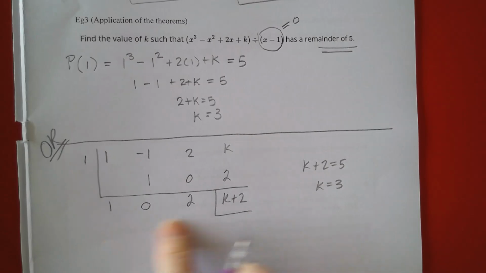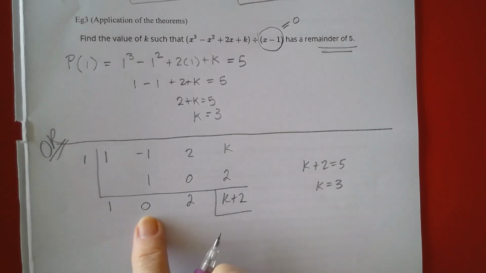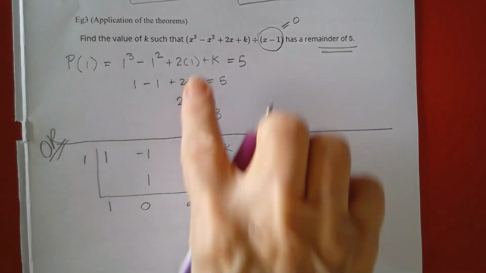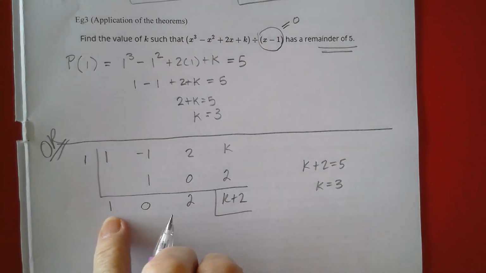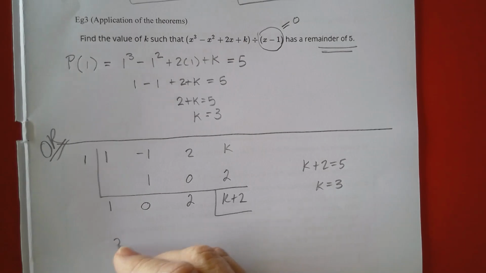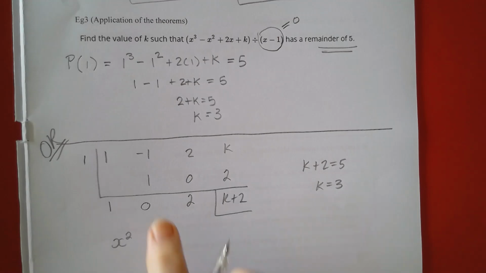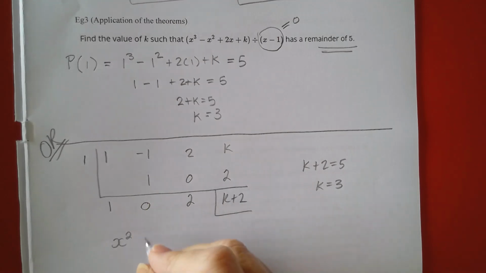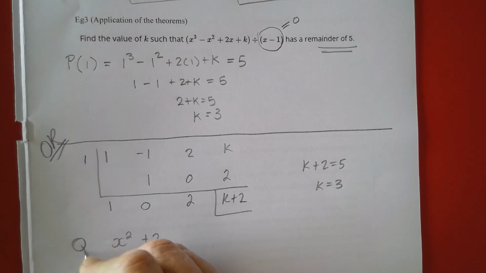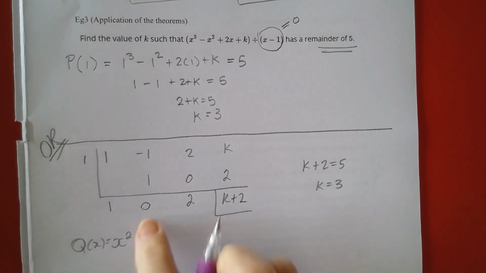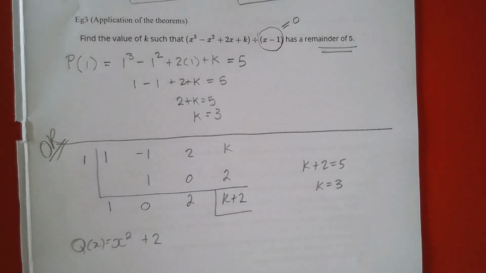What's the quotient here, just for the heck of it? What's with that 0? What do you do? Well, it started with an x cubed, so what's that coefficient for? So that's 1x squared plus 0x, that's not there, plus 2. That's the quotient. I know the problem doesn't ask for the quotient, but since that 0 came up, I thought it would be good to put it out there.